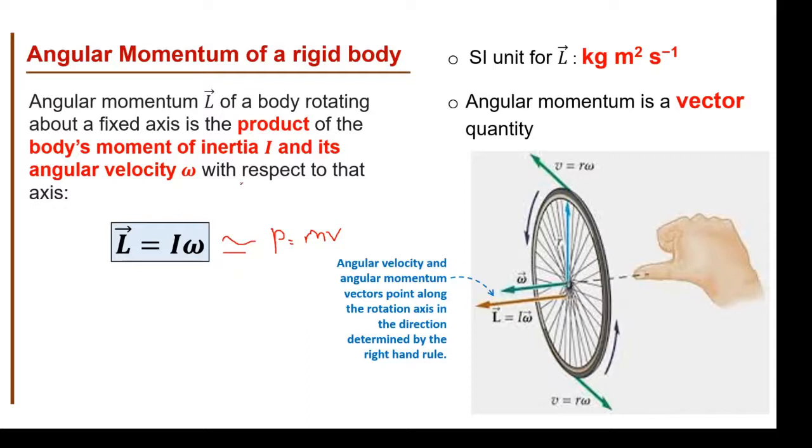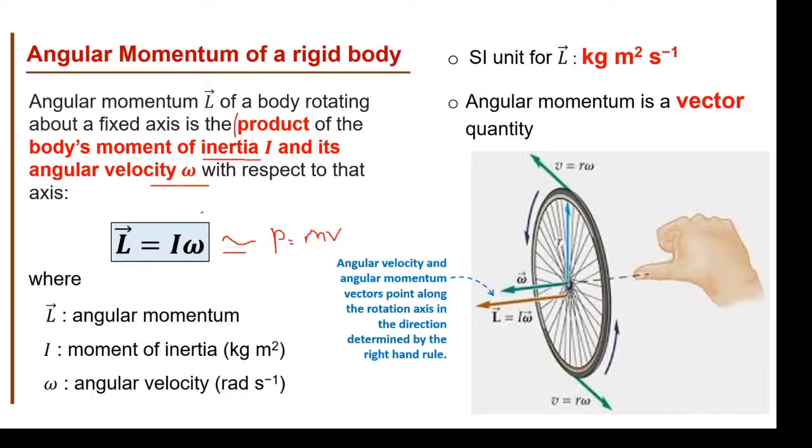So what is angular momentum? It is defined as the product of the body's moment of inertia I and its angular velocity omega. So here is the formula, where L is the angular momentum, I is the moment of inertia, and omega is the angular velocity. The unit of angular momentum is kilogram meter squared per second, and it is a vector quantity, meaning that it has both magnitude and direction.